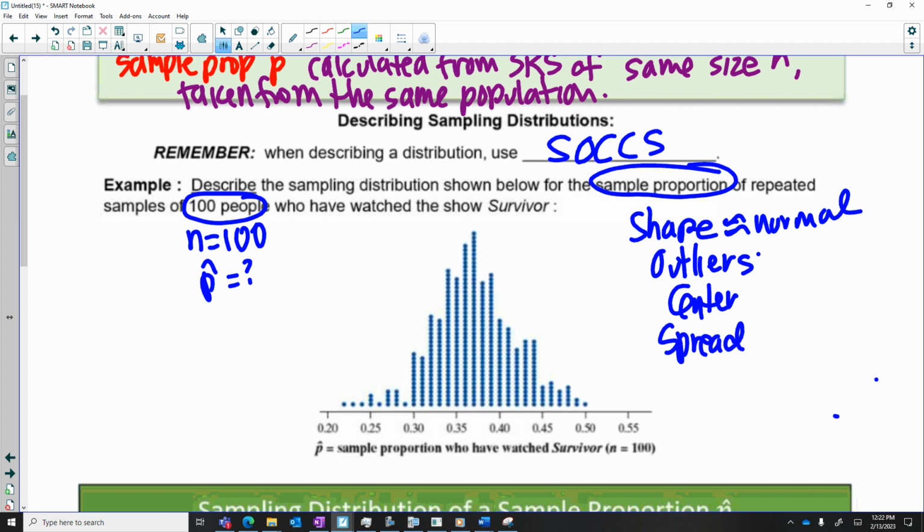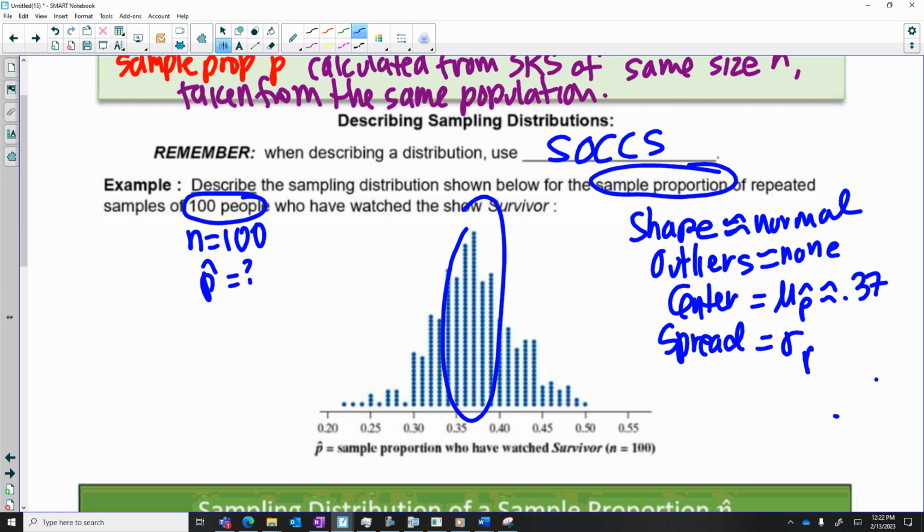The outliers, there's really none. The center looks like it's centered around 0.37. I'm going to put a squiggly equal sign because it's approximate. And the spread, we don't really know what it is. We could say that it goes from this number here, 0.22-ish, to this number here, 0.5. But we don't really know the exact value of sigma yet. So this was just a surface-level SOCS: shape, outliers, center, spread, just by looking at it.